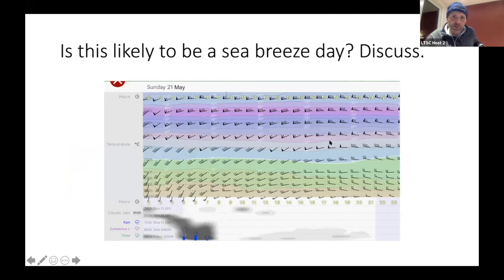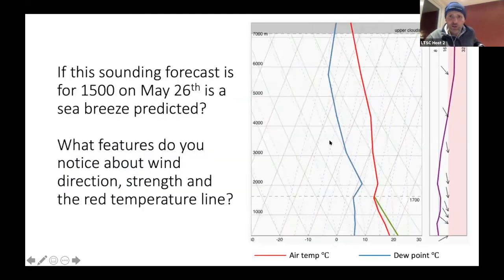Couple of quick other slides. I've just got 2 questions on these. This is one of those sounding charts again. Remember, we've got wind speed up the side here, which is that purple arrow with altitudes, and we've got the wind direction here. Then we've got the sounding chart, where the red line is the air temperature and blue is the dew point. My question to you is, at 3 o'clock in the afternoon, remember this is a forecast diagram, is there a sea breeze predicted? Yes or no?